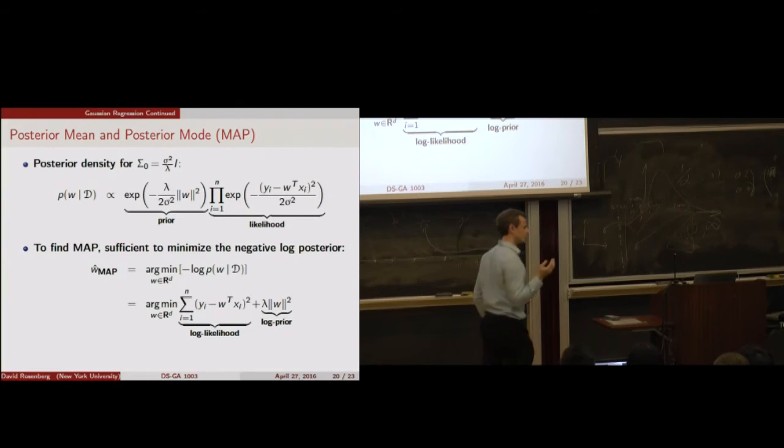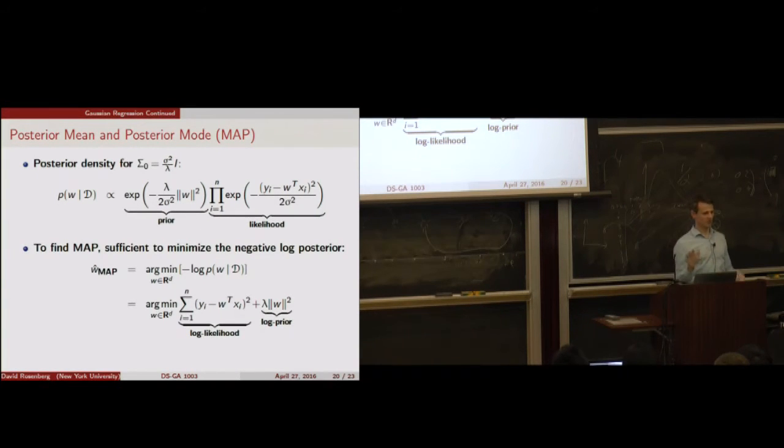Another thing you can do, and this is no longer a Bayesian approach, is what's called empirical Bayes, where you estimate lambda from the data, in the sense that you find the lambda that gives your data the highest likelihood.